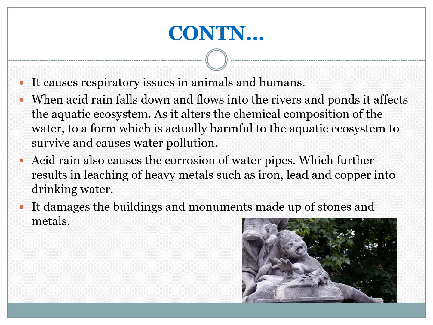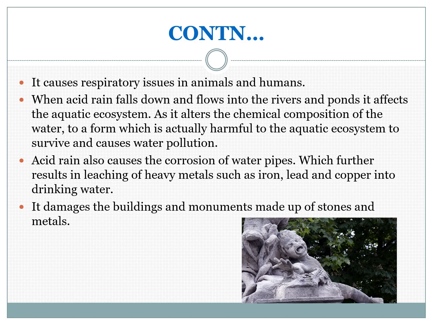When acid rain falls down and flows into rivers and ponds, it affects the aquatic ecosystem. It alters the chemical composition of water to a form which is harmful to the aquatic ecosystem. So the aquatic animals face difficulty to survive, and it also causes water pollution. Acid rain also causes corrosion of water pipes, which further results in leaching of heavy metals such as iron, lead and copper into drinking water.